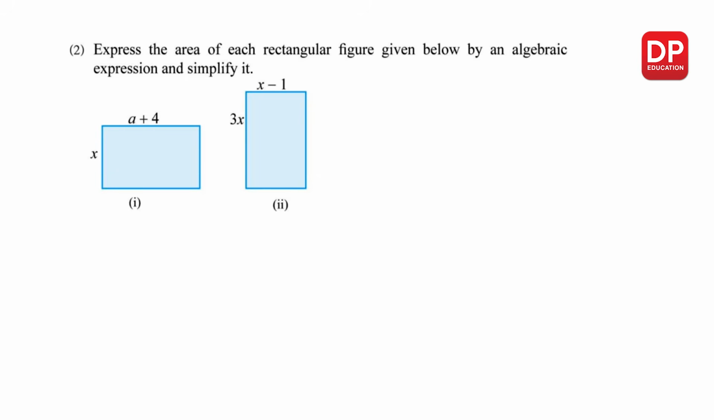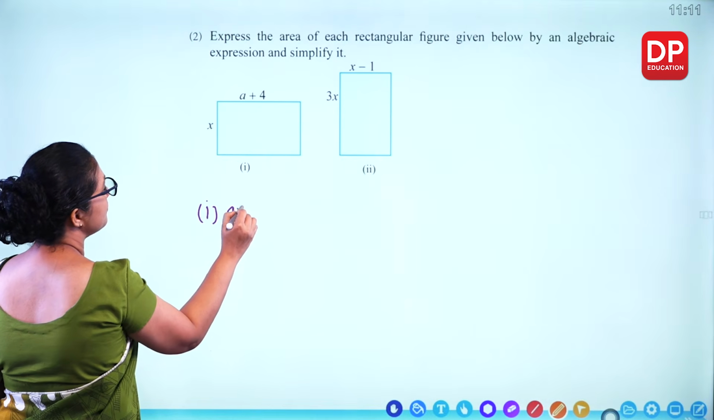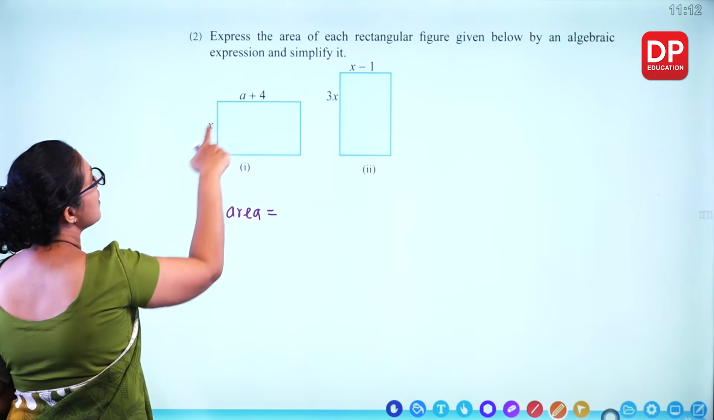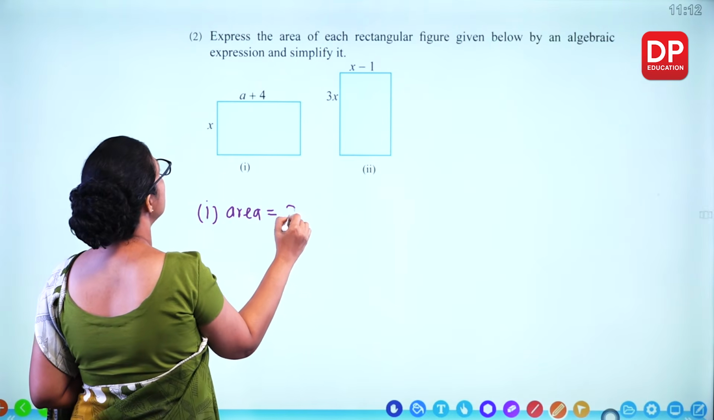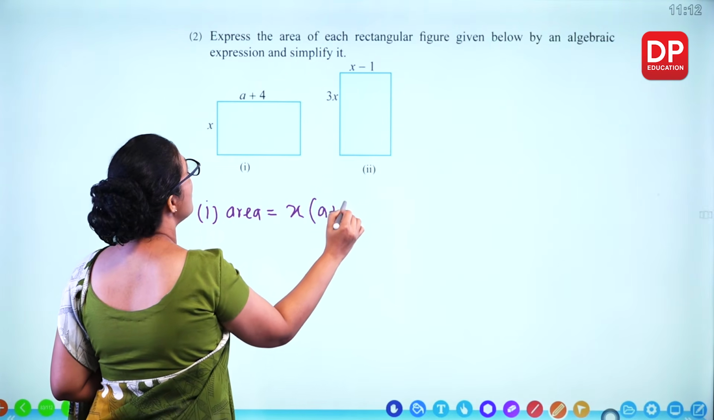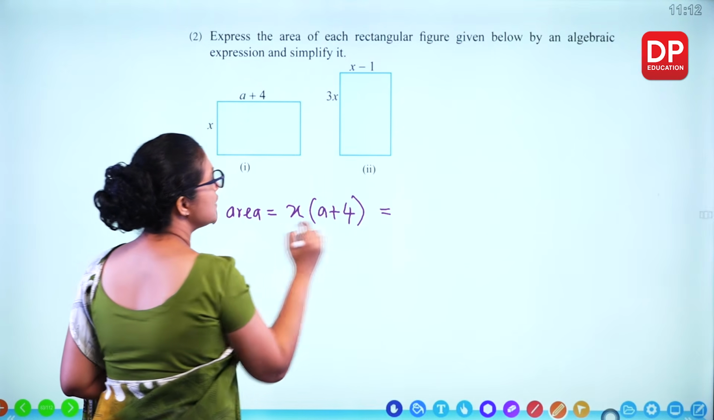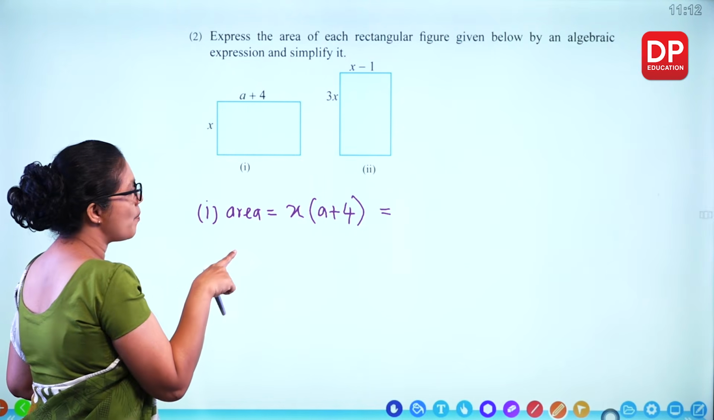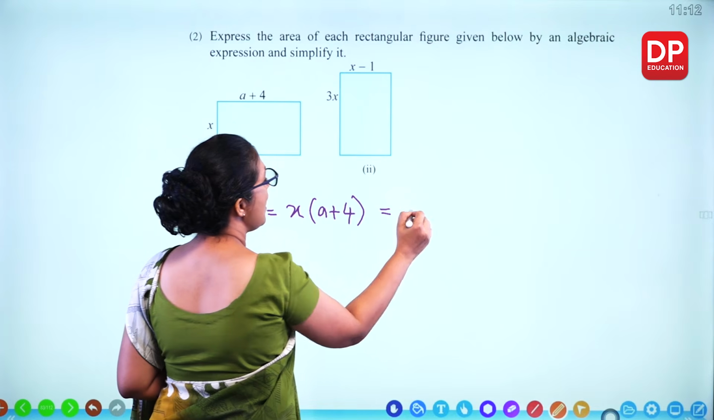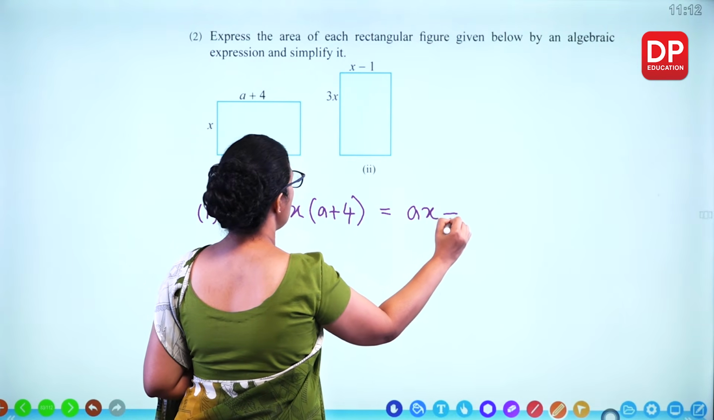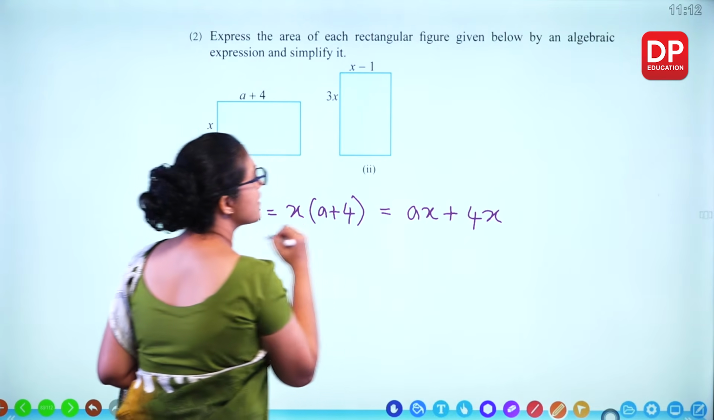Question number 2. Express the area of each rectangular figure given below by an algebraic expression and simplify it. So what's the area for the first part? Length into breadth, x into a plus 4. Simplify, that means open brackets, x into a, ax, x into 4, you can write 4x.